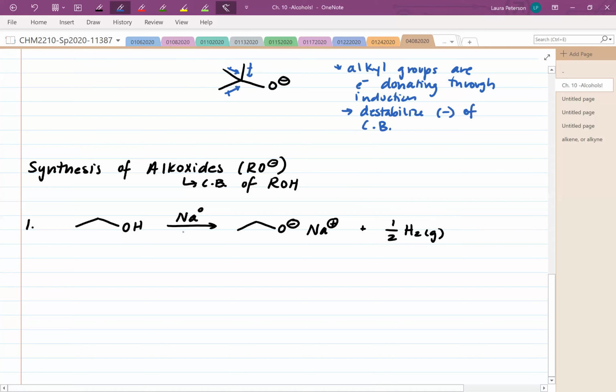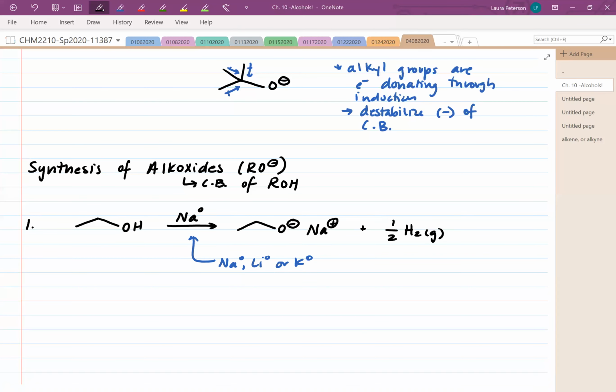So in addition to sodium, lithium or potassium would work here. So I'm going to write that all again. Sodium, lithium, or potassium could be used here. All right, and we're not going to look at the mechanism of this. I think it's in our textbook, but it's a free radical reaction where our sodium gives up a single electron transfer to our oxygen to generate the oxygen anion. You could go ahead and look at that if you were interested, but we're not going to look at that mechanism in our class.